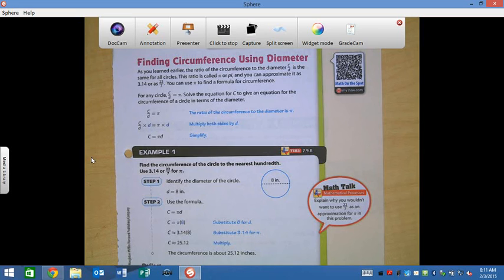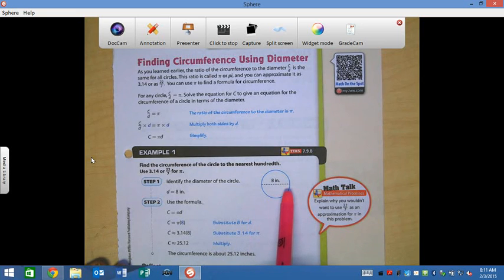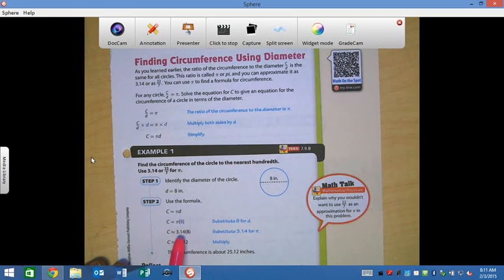So, for number 1, find the circumference of the circle to the nearest hundredth. Use 3.14 or 22 over 7 for pi. So, first thing we need to do is identify our diameter. That's going to be right here across the center. Remember, our diameter goes all the way across. So, now we're going to fill in our answers. We're going to fill in 8 for diameter. We're going to fill in 3.14 for pi.